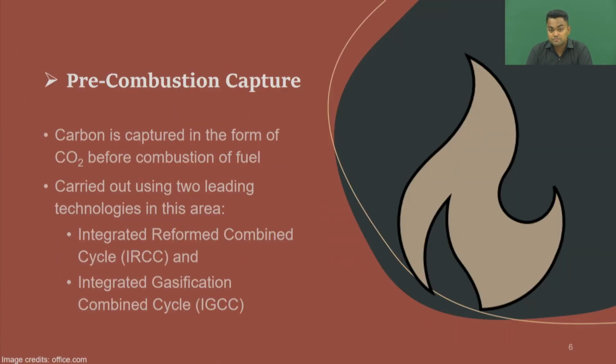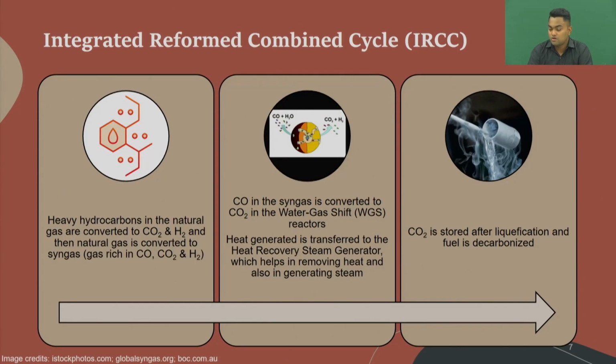Pre-combustion capture involves capturing carbon dioxide before its combustion. The fuel that is generated is a hydrogen-based clean fuel. For pre-combustion capture, there are mainly two processes. The first process is called IRCC, or Integrated Reformed Combined Cycle. In this, the heavy hydrocarbons in natural gas are first converted into carbon dioxide and hydrogen. Later, the natural gas itself is converted to carbon dioxide, carbon monoxide, and hydrogen. This mixture is called the syngas.